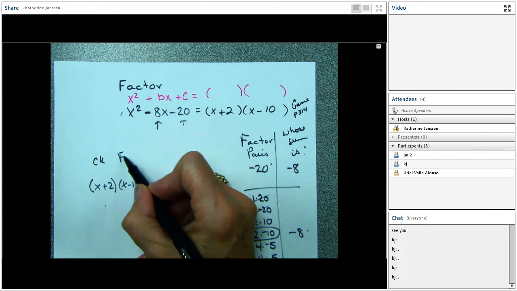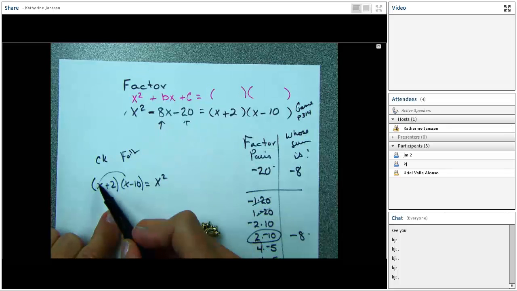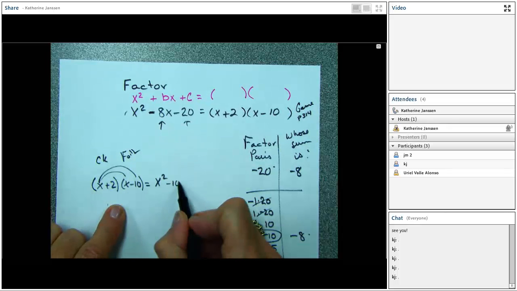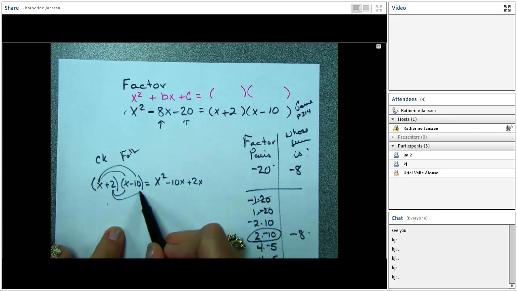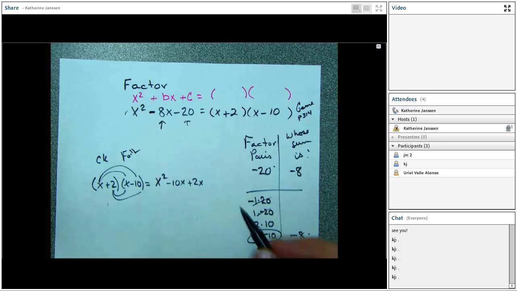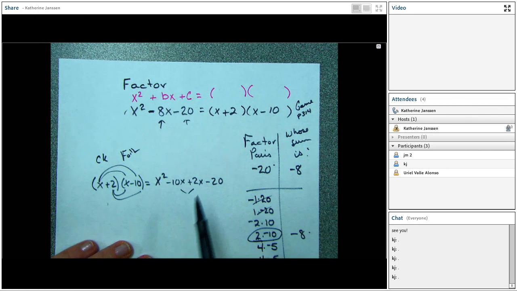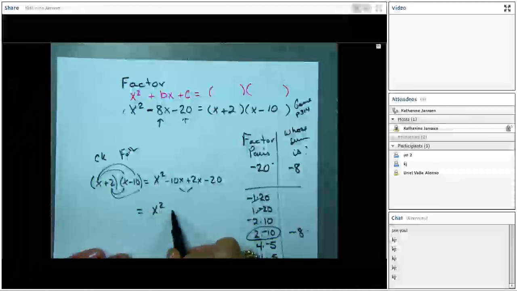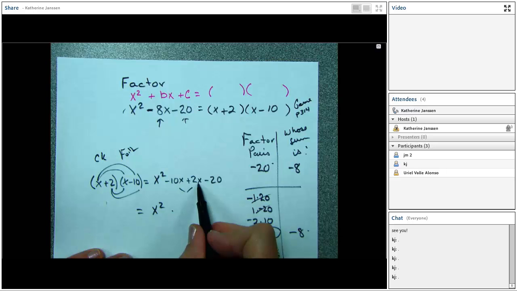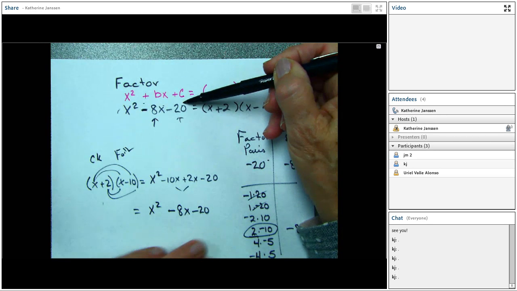With FOIL, the first terms, x squared. Outer terms will be a negative 10x. Inner terms, positive 2x. And my last terms, negative 20. With FOIL, we expect to collect those like middle terms. So I get x squared. Negative 10x plus a positive 2x would be a negative 8x minus 20. X squared minus 8x minus 20, you can circle your answer.